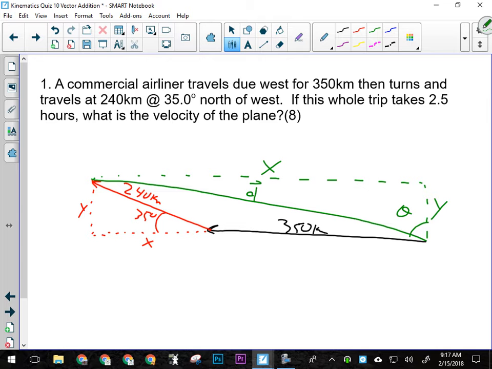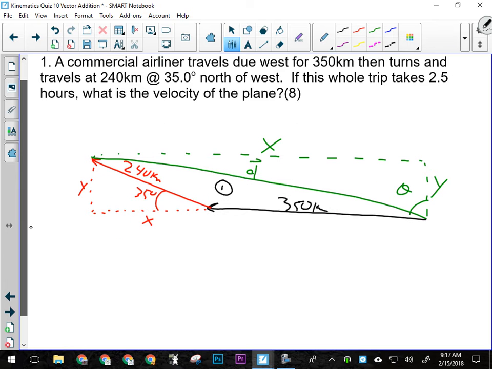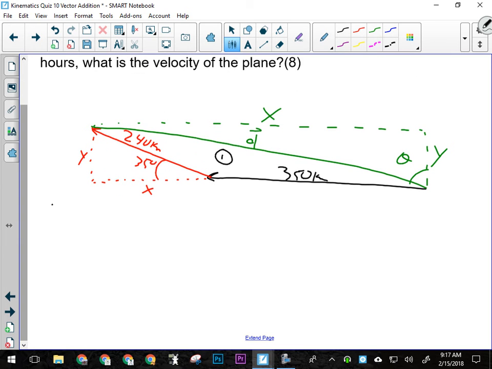Now, the question doesn't want displacement, it wants velocity. But I have to get displacement first, because velocity is total displacement over total time. All right, my next step then, find all the x's and all the y's. So first, give them a mark for picture. All right, black x is 350 kilometers west. Black y is 0 kilometers north. I'm gonna have one mark for that.